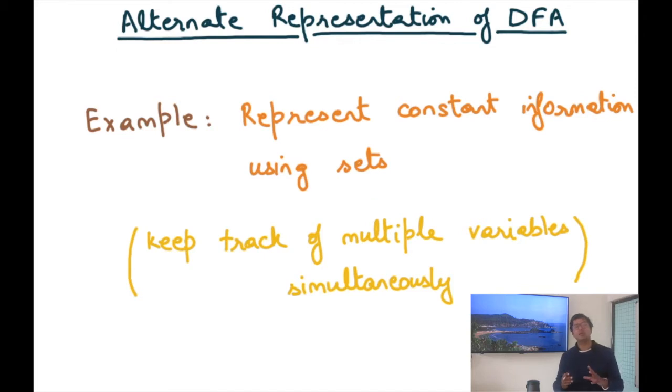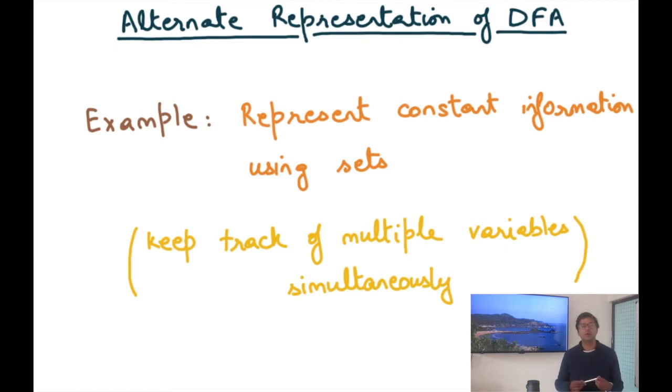So the value is not going to be the value of a single variable x, but the value will be a set of values where each element of the set is going to store a value for every variable in the program, right? So we're going to keep track of multiple variables simultaneously. And we're going to make some optimizations because we are doing this for multiple variables simultaneously.